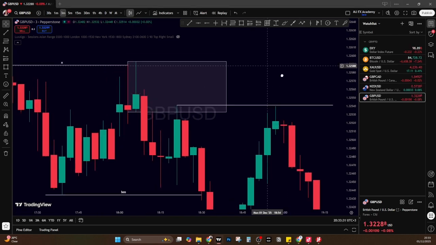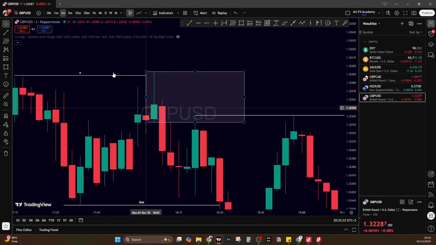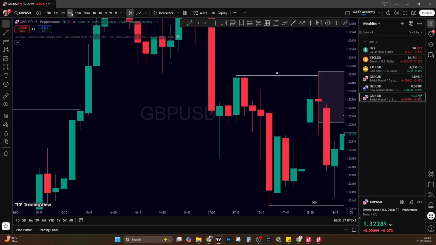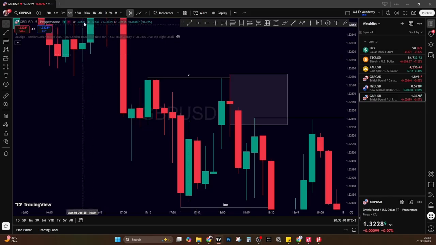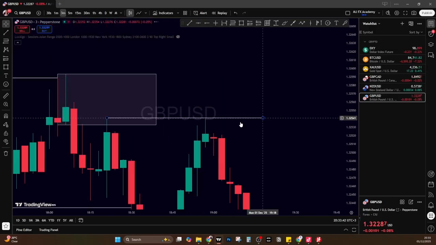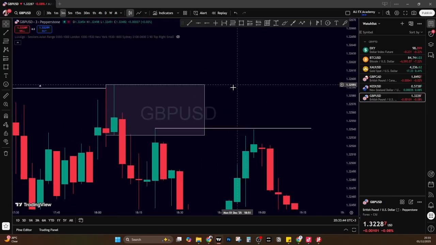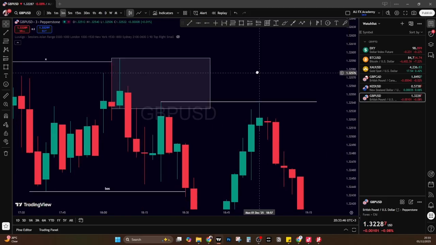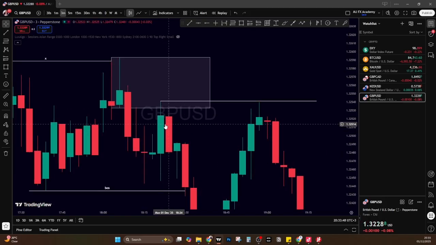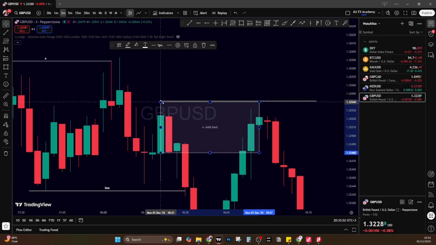Now look at this. This was the order block. I just moved to 3 minutes so that we can clearly see this, because it's not clear in the 5 minutes. So this was the order block that was retested by this order block. So money left from this order block and came to this order block.